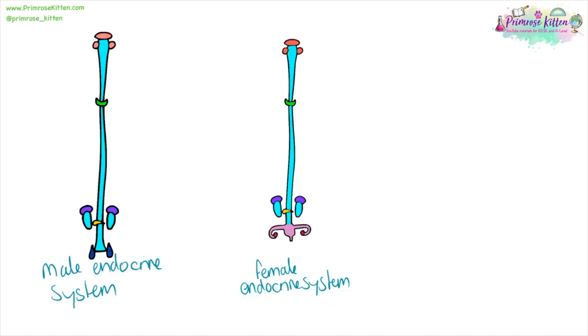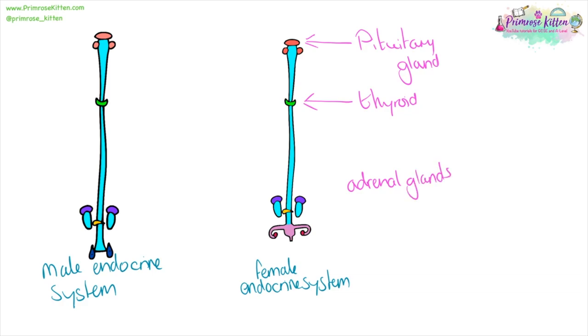Here we have the male and female endocrine system, the pituitary gland is in the brain, thyroid is in the neck, the adrenal glands are in the kidneys, pancreas is hiding behind the stomach, ovaries are kind of like hip level. And testes hang below the penis.